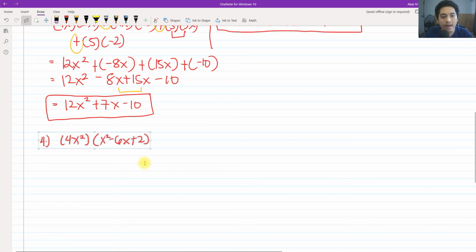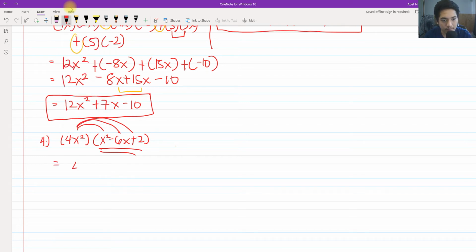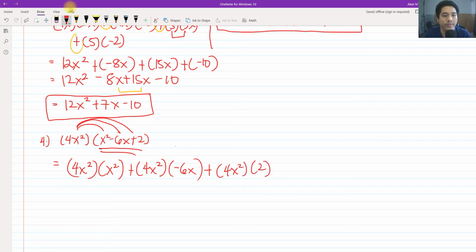So for number 4, we have a certain 4x squared multiplied here by another trinomial. It's very simple. We are going to multiply each and every one of the terms by the 4x squared, including the sign. So we have 4x squared times x squared, and then plus 4x squared times negative 6x, and then plus 4x squared times 2. So we distributed the 4x squared to this trinomial.